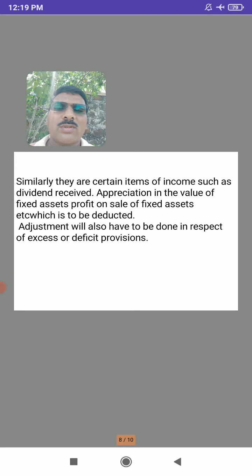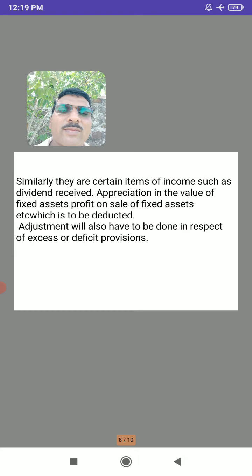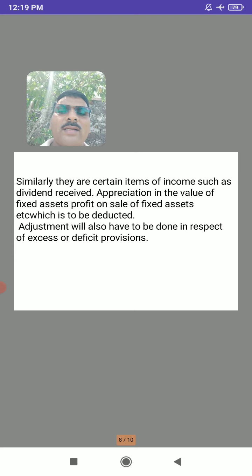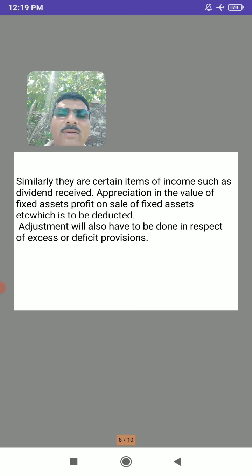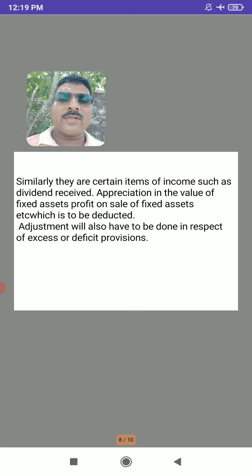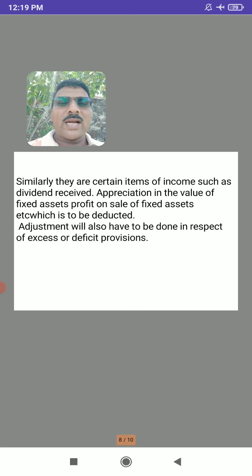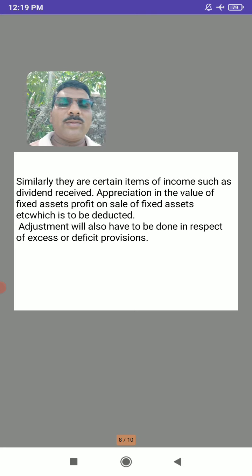So next, similarly, there are certain items of income such as dividend received, that is non-operating incomes, and appreciation in the value of fixed asset, profit on sale of fixed assets, which are to be deducted. So here first of all we have to start with the net profit as per P&L account.